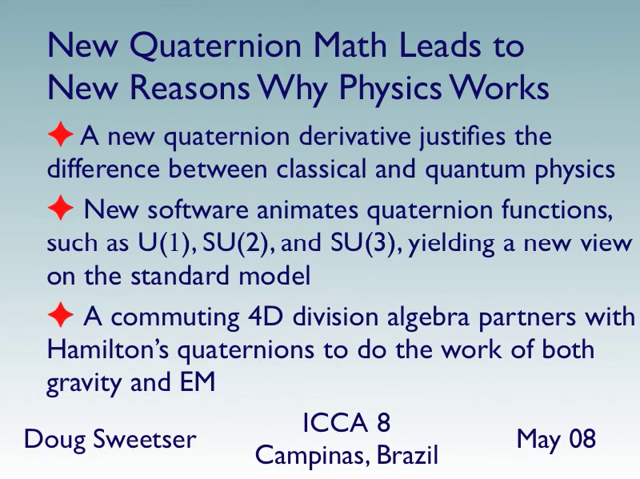And I look at what U1, SU2, and SU3 look like, which are the symmetries that go into the standard model, which is the way that physics looks at the fundamental forces that work in the universe. That would be electromagnetism, the weak force, and the strong force, and I can even provide a picture of what gravity might be about. And the third bit of math is a commuting 4D division algebra that, together with the standard sort of quaternion, might be able to do the work of both gravity and electromagnetism.